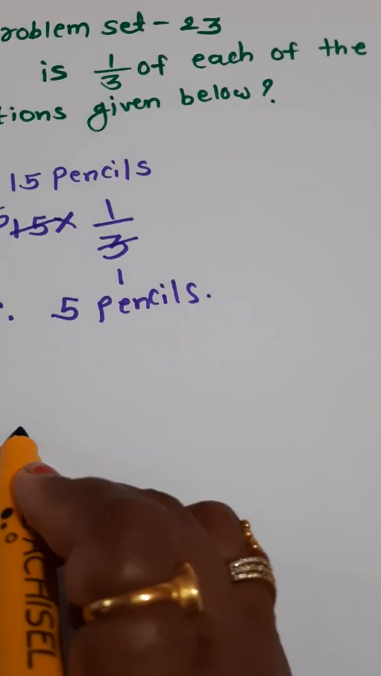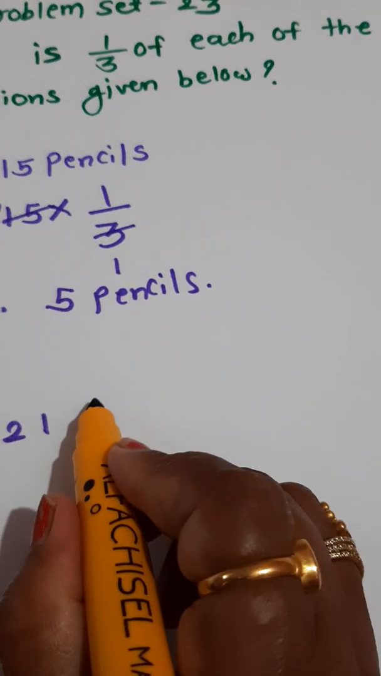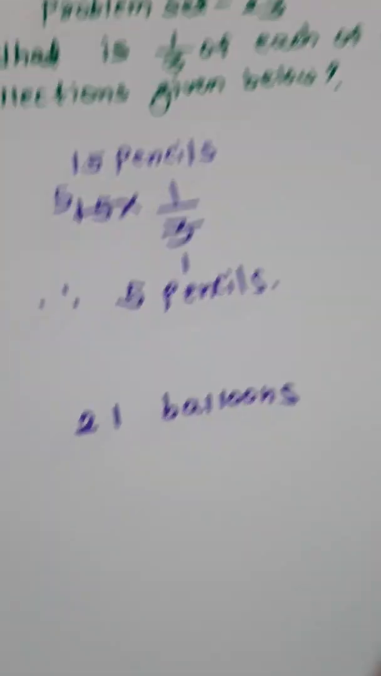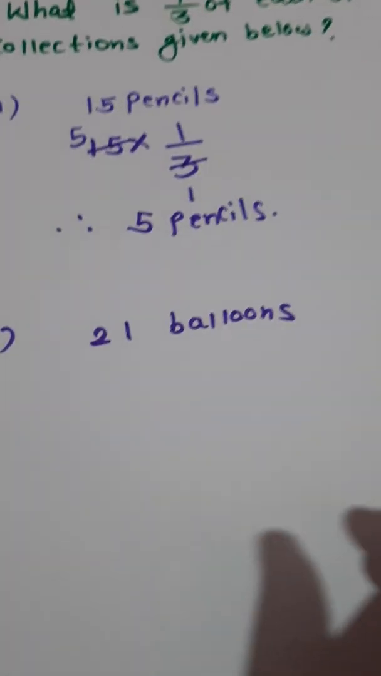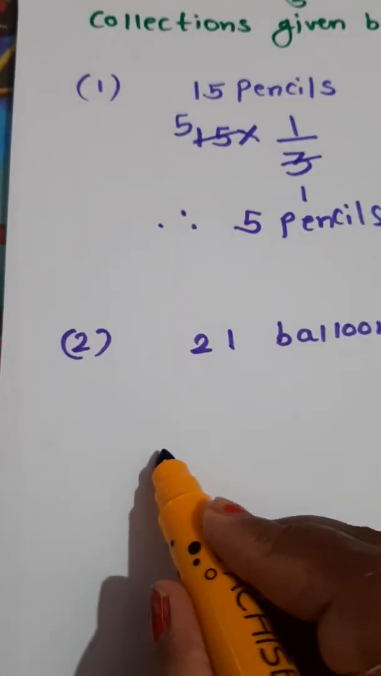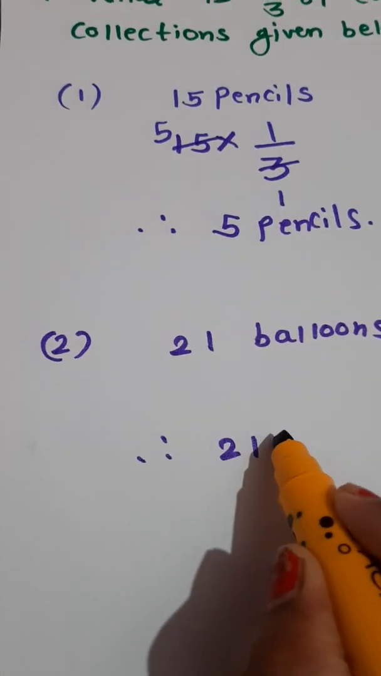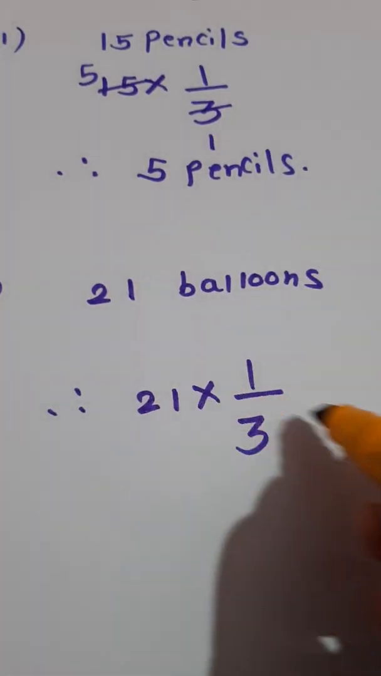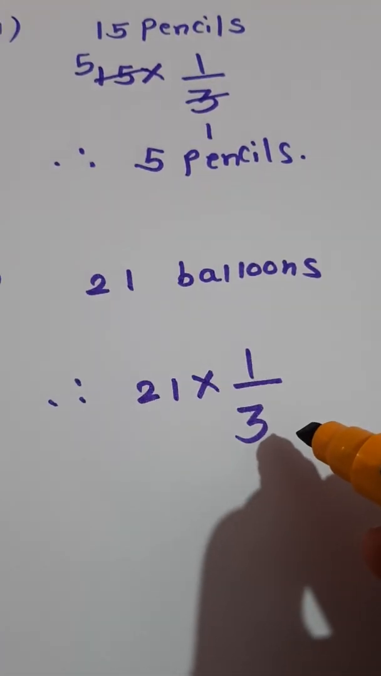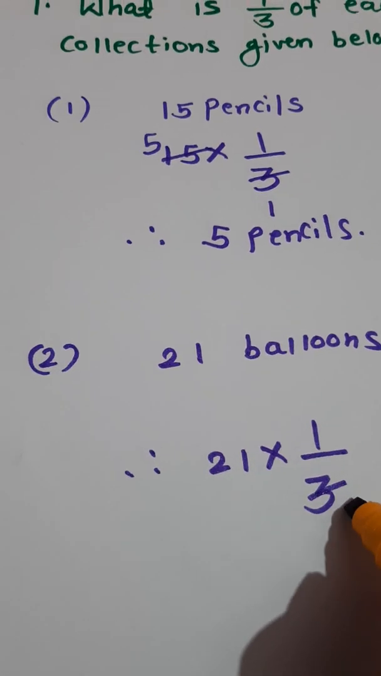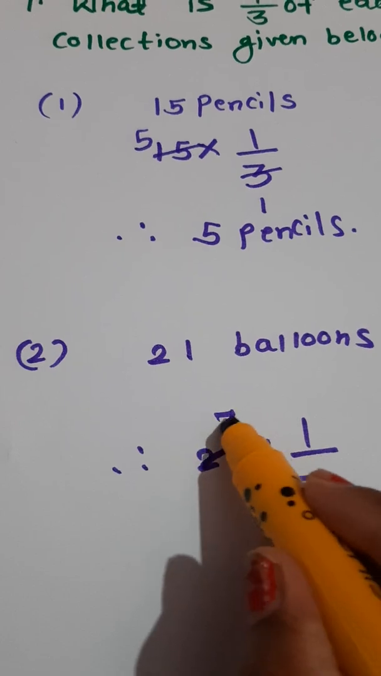Look at the second, 21 balloons. Now, how to find out 1/3 of 21 balloons? The same way, 21 into 1/3. Observe these two numbers, 21 and 3. You know 21 is present in 3's table. So 3 ones are 3, 3 sevens are 21.